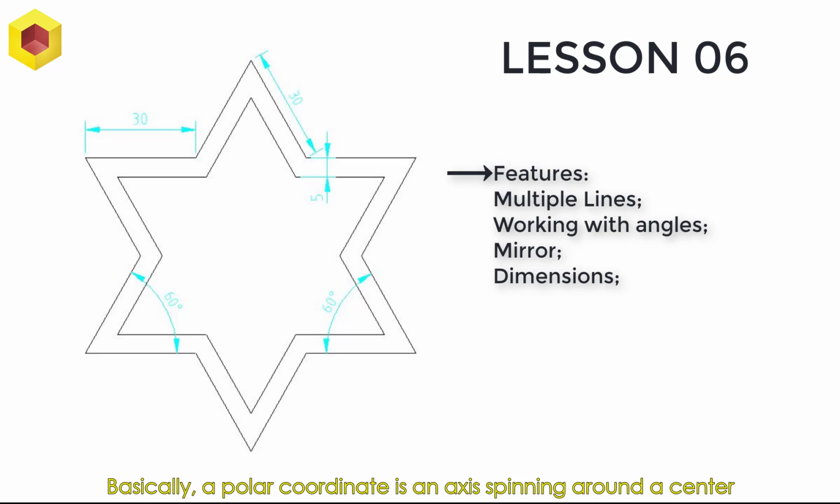Basically, a polar coordinate is an axis spinning around a center point that we call a pole. We define the angle by rotating the axis from 0 degrees to 360 degrees around the pole.